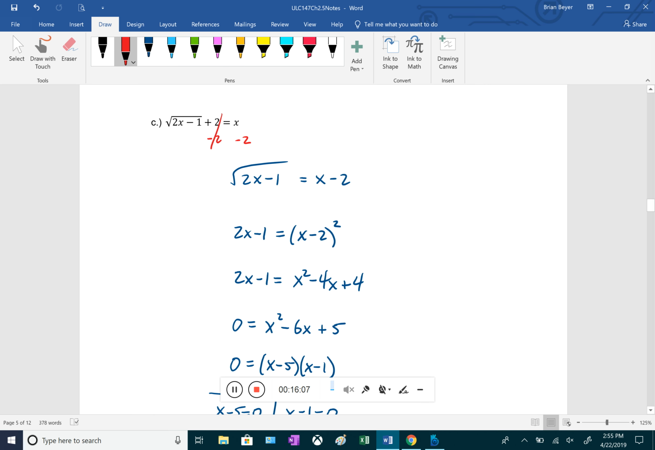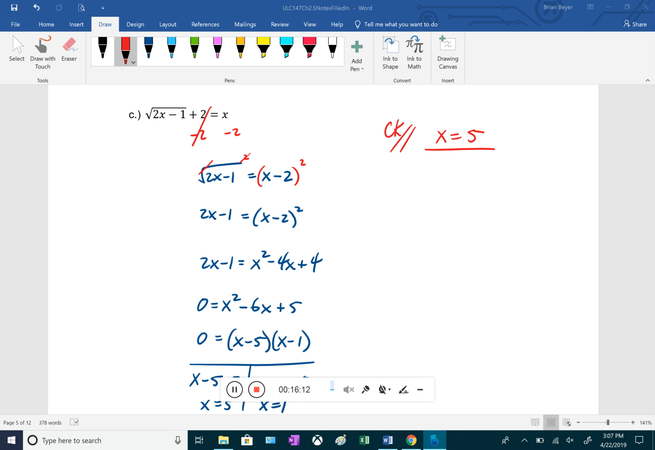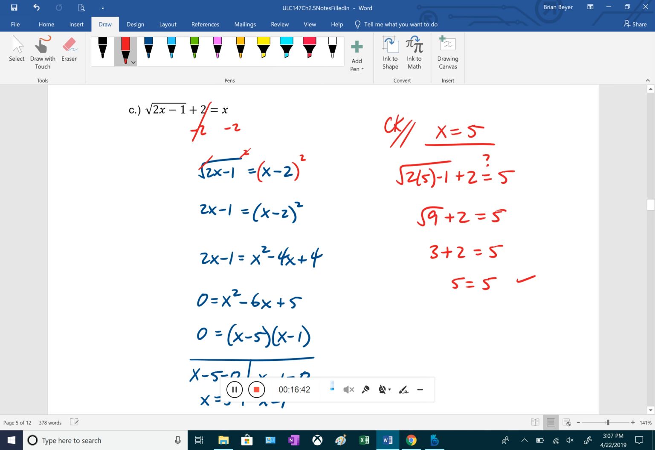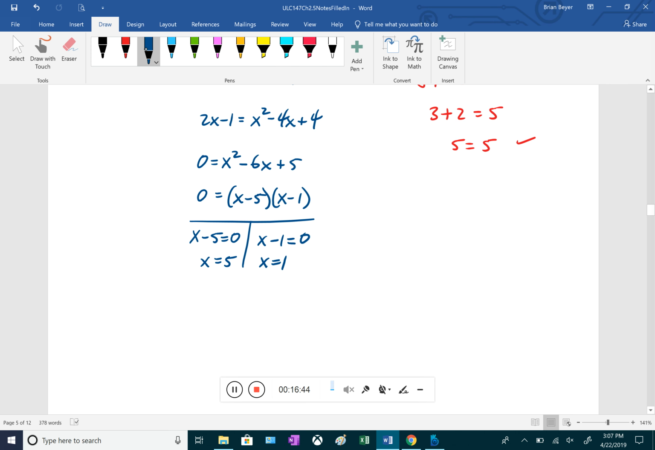Put this up here. So let's check. So we're going to plug in the 5. So 2 times 5 minus 1, plugging this into the original, equals 5. Put a question mark. And simplify this. So under the radical we have 2 times 5, which is 10, minus 1, which is 9. So radical 9 plus 2 equals 5. That gives us 3 plus 2 equals 5, which is true because we end up getting 5 equals 5. So we know that 5 is a solution, so 5 works.